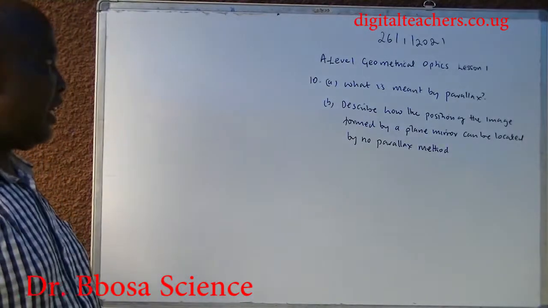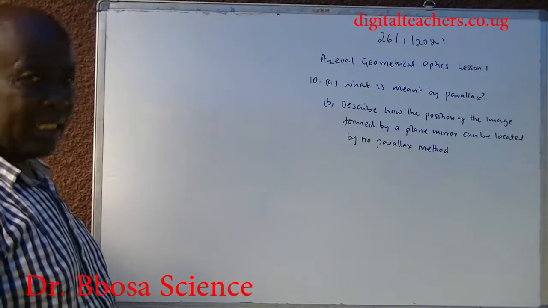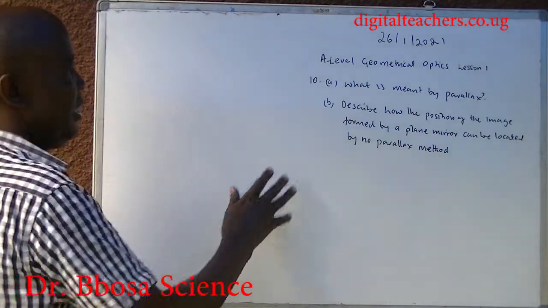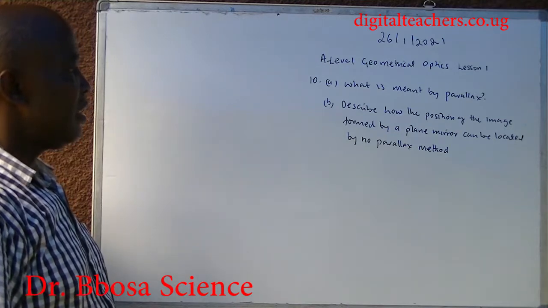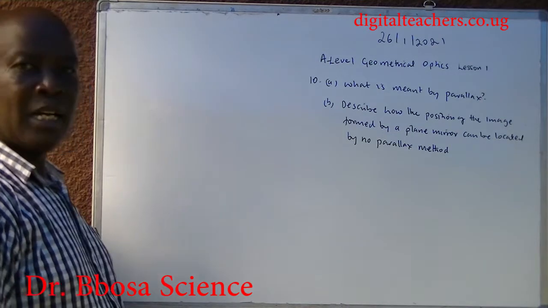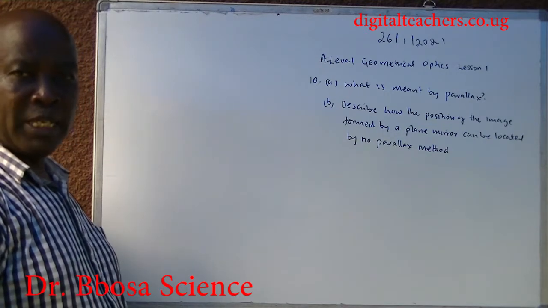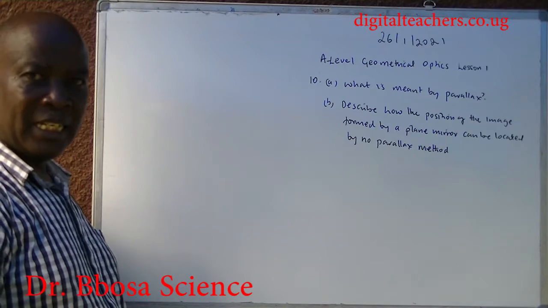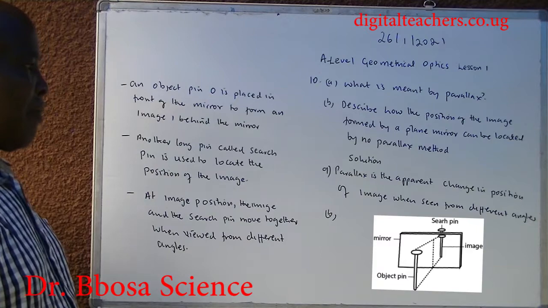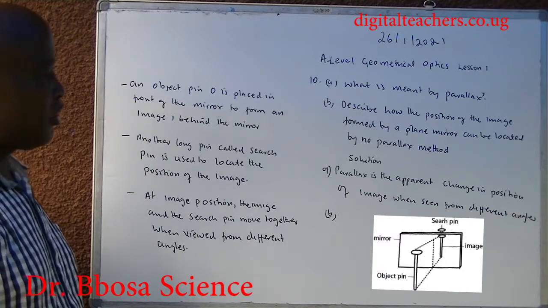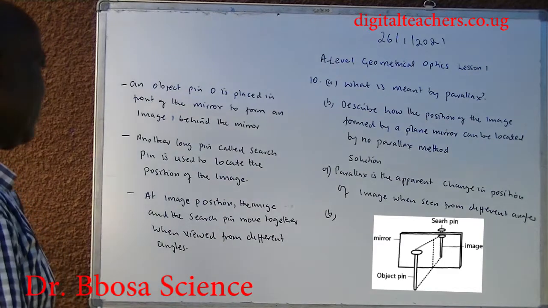Number 10. A. What is meant by parallax? B. Describe how the position of the image formed by a plane mirror can be located by no parallax method. You can pause and answer. A. Parallax is the apparent change in the position of image when seen from different angles.